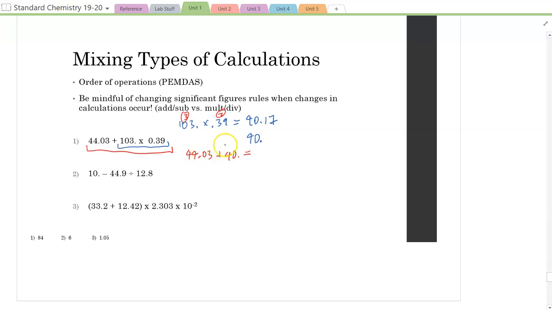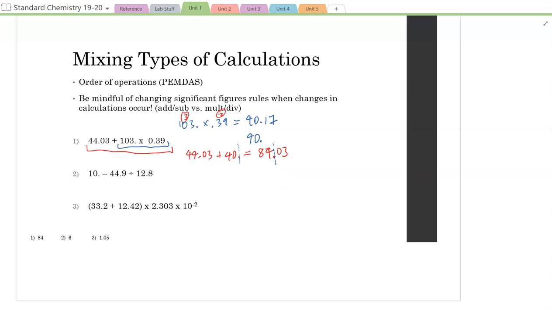So 44.03 plus 40, your calculator is not really going to be too hard. So 84.03, and then based on the rules for addition and subtraction, I'm going to look for the value that has the least precision. This one has the least precision at the ones place, right? Because that one doesn't go any further past that decimal. This one goes down to the hundredths place. So my final answer will be rounded to the ones place, and my final answer for this one will just be 84.